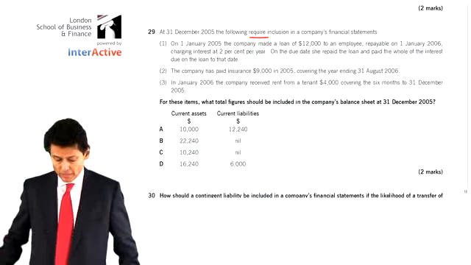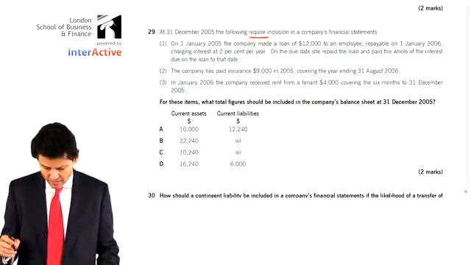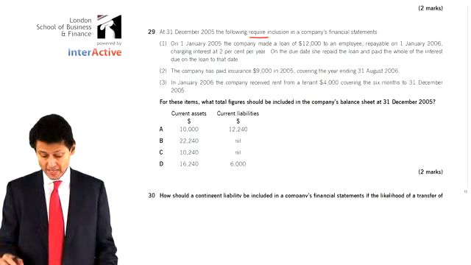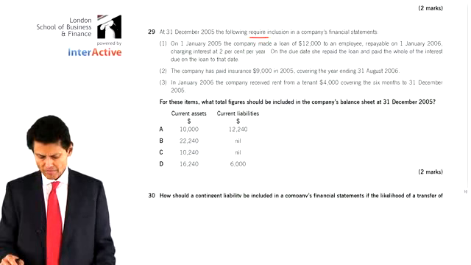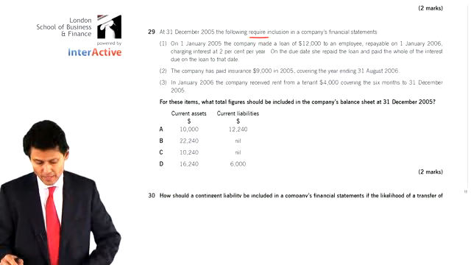That's a company. On the 1st of January 2005, the company made a loan of $12,000 to an employee repayable on the 1st of January 2006. So that's going to be repaid early in the new year. It says towards the end, for these items, what total figure should appear in the company's balance sheet, SFP, as at the end of December 2005? Be careful. So let's go back and read point number 1.